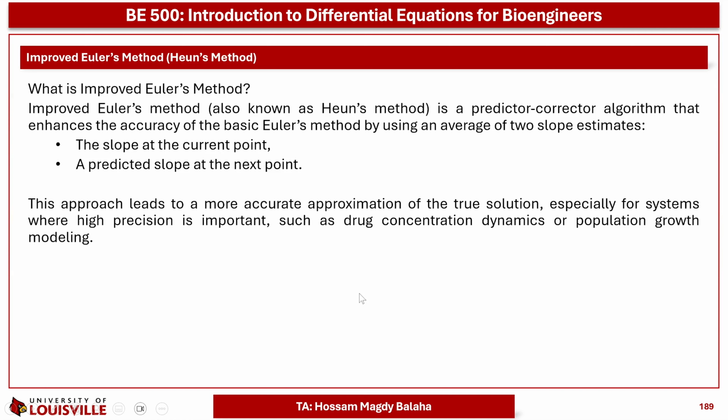Now, let's introduce a second method. It's called improved Euler method, and it has another name, Heun's method. This method is an improved version of the method discussed earlier, and it's a predictor-corrector algorithm that enhances the accuracy of the basic Euler method by using an average of two slope estimates, the slope at the current point and the predicted slope at the next point. Using this approach will lead to a more accurate approximation of the true solution, especially for systems where high precision is important, such as drug concentration dynamics or population growth modeling.